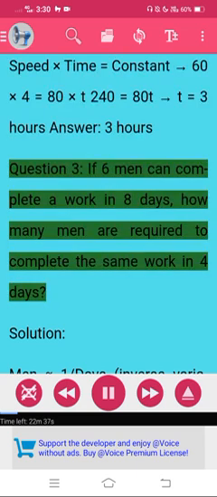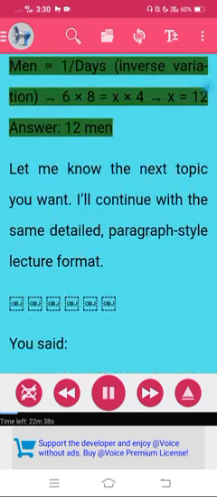Question 3. If 6 men can complete a work in 8 days, how many men are required to complete the same work in 4 days? Solution. Men are inversely proportional to days, so 6 times 8 equals x times 4, so x equals 12. Answer, 12 men.